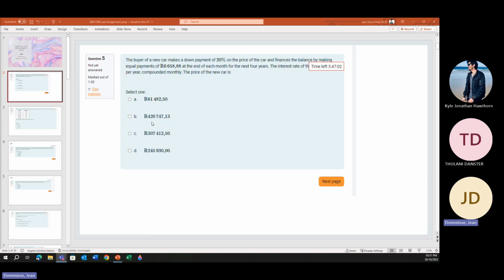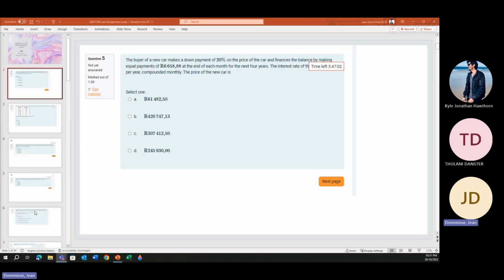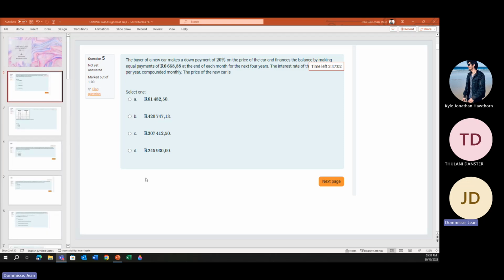Okay, so this was the first one. And you'll see it's again the mix of all the different ones. So let's just see how far we get. And then hopefully we get more than 50% this time.